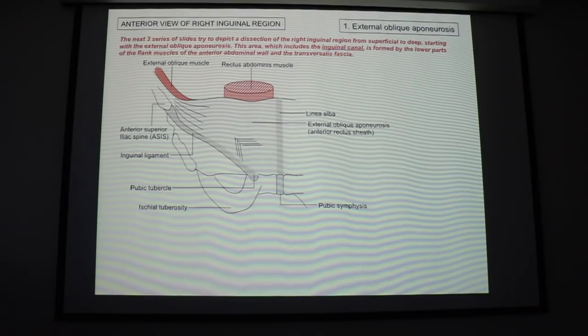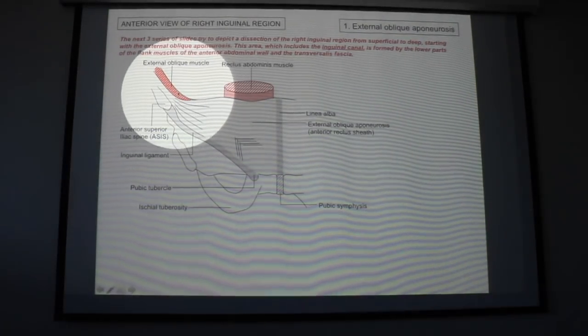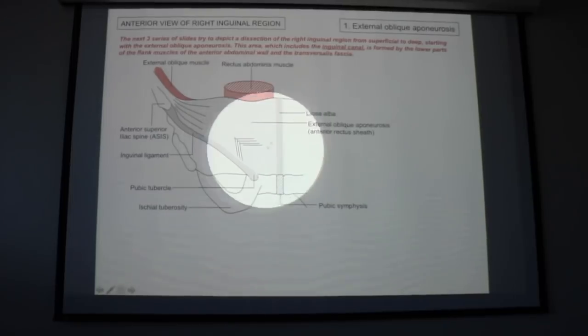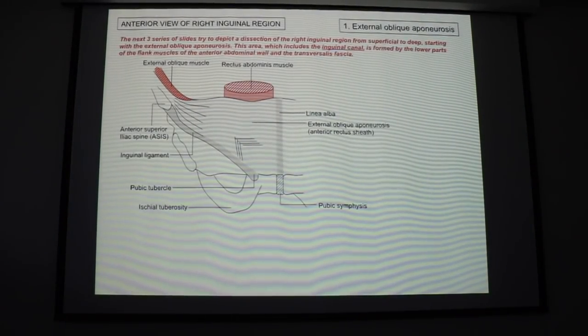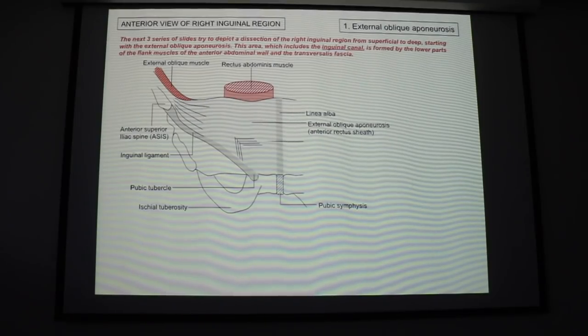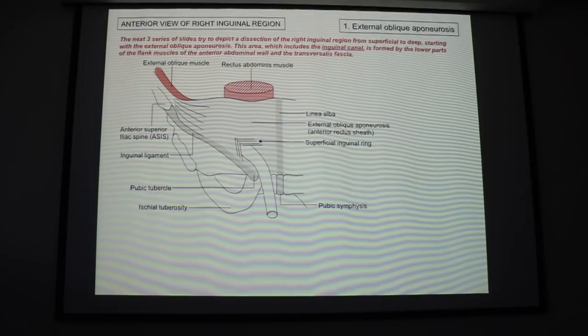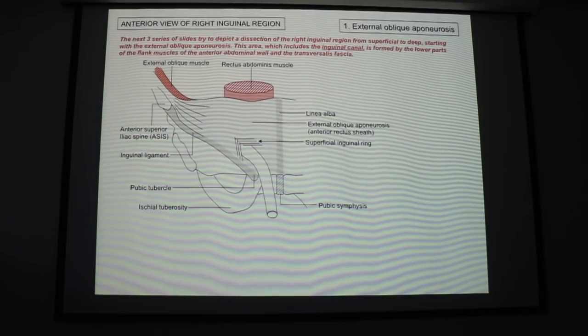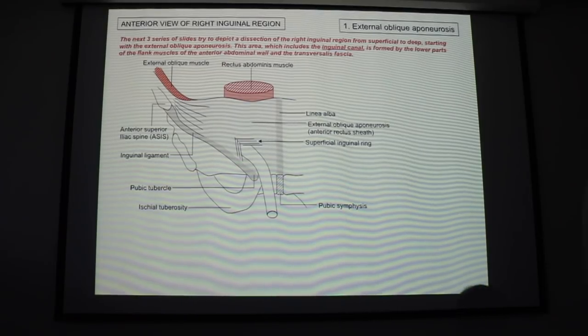You have noticed very clearly, the external oblique was a muscle above the anterior superior iliac spine, but below it, it becomes just aponeurotic. It just becomes a sheet. Make sense? So we call it the superficial inguinal ring, and what passes through it is the spermatic cord in cases of male, and round ligament in case of female.